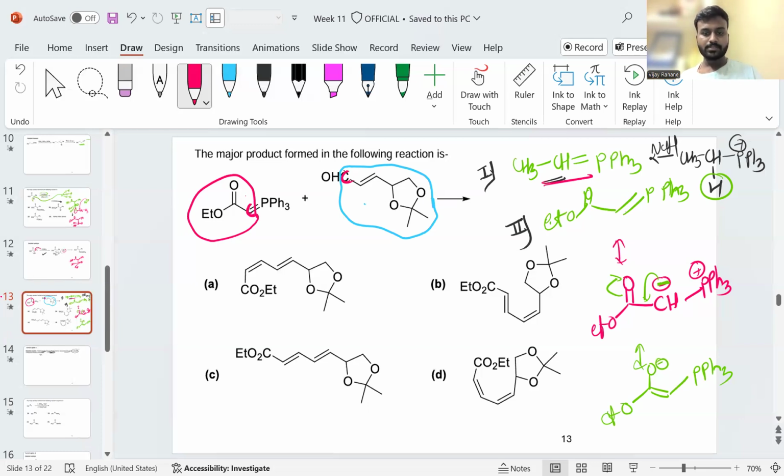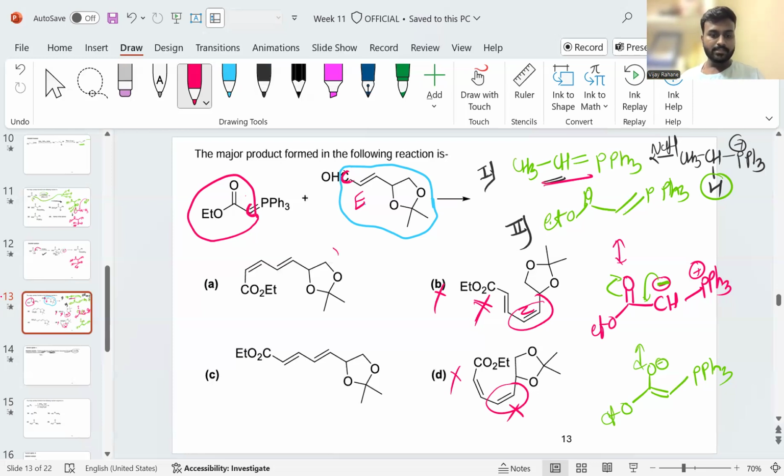So look at the options that we have available. In this option they have added the Z geometry, which is incorrect because in the starting material the geometry is E, but here the geometry is Z. So that's why this is the wrong option. In this one also they have mentioned the Z geometry, but in the starting it was the E geometry. Options B and D are the incorrect options. So we have neglected two options. Now we have the options A and C.